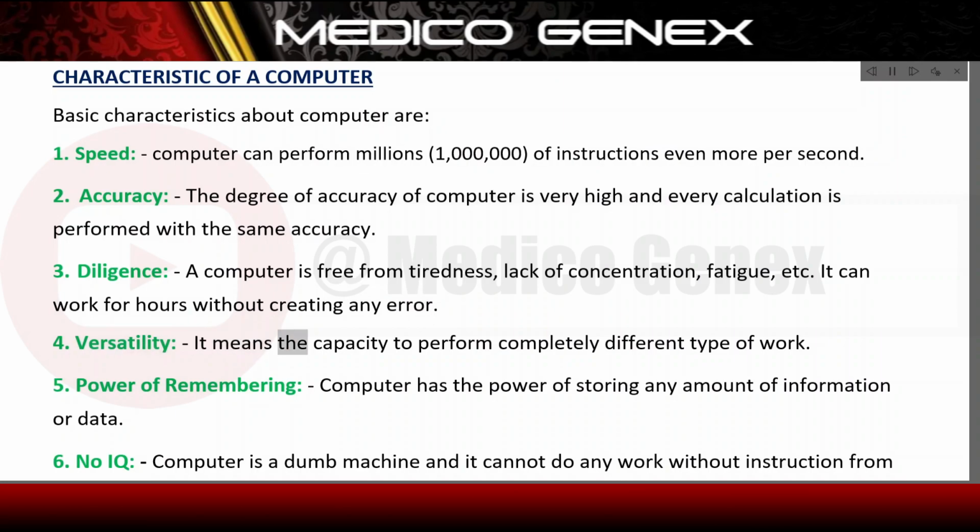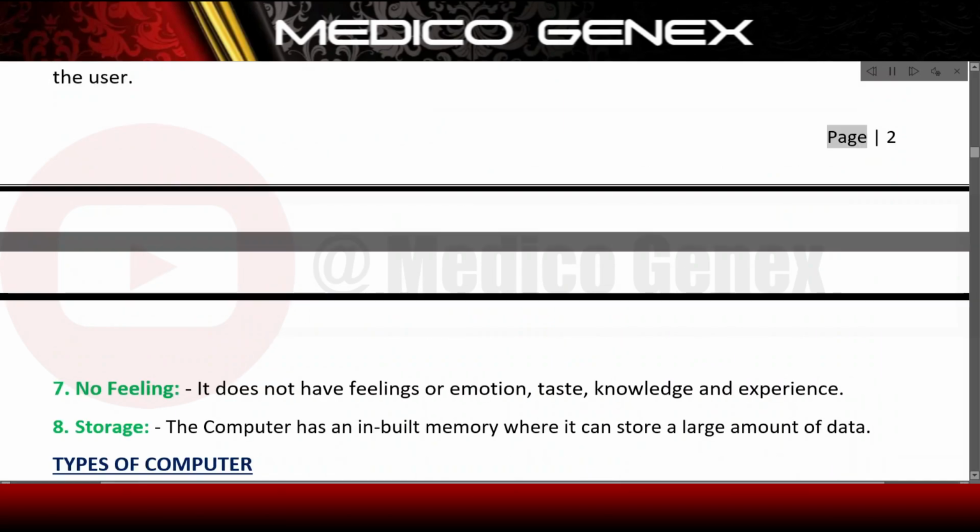Versatility. It means the capacity to perform completely different types of work. Power of remembering. Computer has the power of storing any amount of information or data. No IQ. Computer is a dumb machine and it cannot do any work without instruction from the user. Page 2. No feeling. It does not have feelings or emotion, taste, knowledge, and experience. Storage. The computer has an inbuilt memory where it can store a large amount of data.